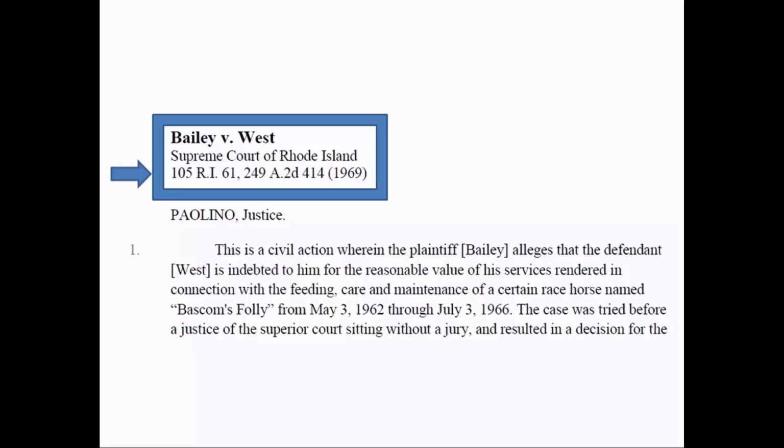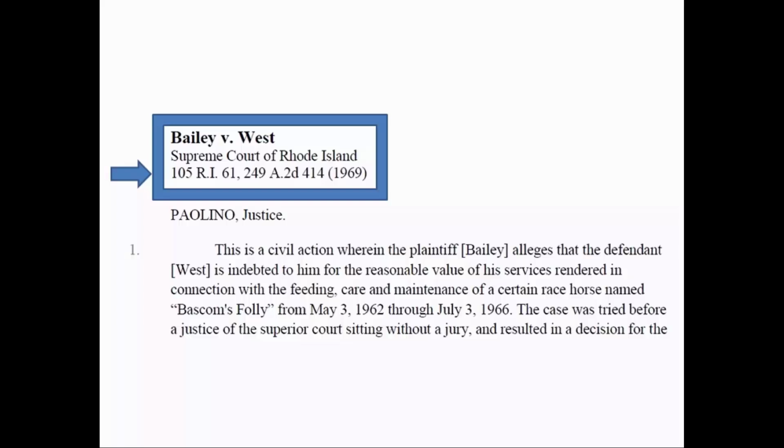The first number before the initials is the volume of a reporter. Those are reporters that collect cases. And then the second number after the initials is the page number, the initial page number. So the first one, RI, is Rhode Island Reporter. That's the official Rhode Island reports, which would collect the Supreme Court opinions of the state of Rhode Island.